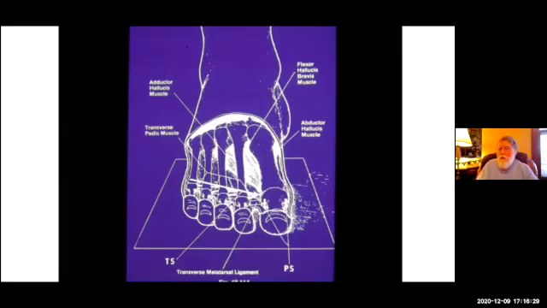So this is what that looks like if we do a little cutaway and we look at the front part of the foot. So the subtalar joint is now supinated, the leg is externally rotated, the first ray is plantar flexed, and the entire forefoot is on the ground.